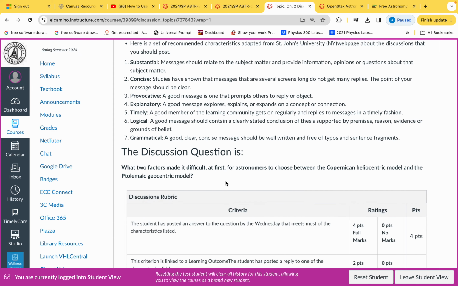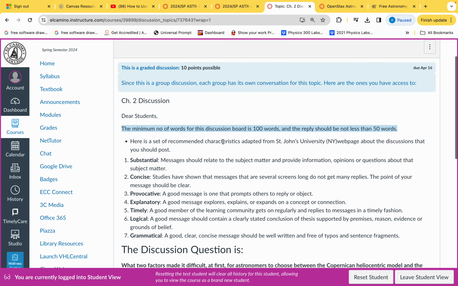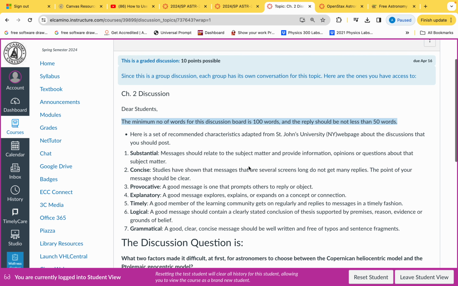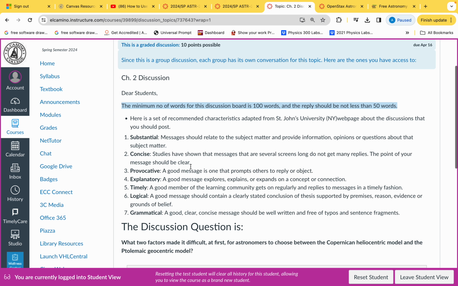What two factors made it difficult at first for astronomers to choose between the Copernican heliocentric model and the geocentric model? All right, and here every student in her group is going to answer this question using a minimum of 100 words. They should have the characteristics of a good discussion, substantial and concise, and they're going to answer this question.